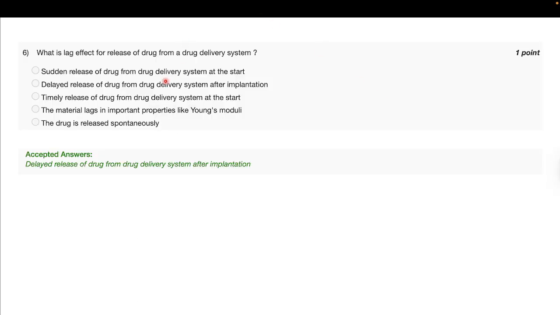So if you look at the options, what is the lag effect? It's the delayed release of drug from a drug delivery system after implantation. It all depends upon how your device was made, how long it was in storage, and how you're using it. Is this correct? Make sense?